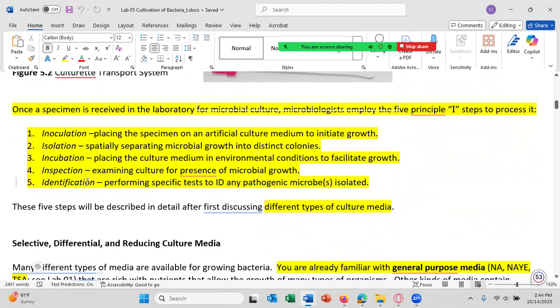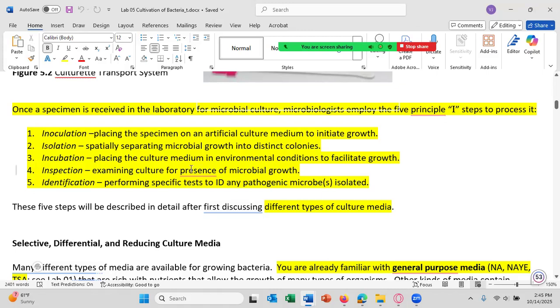Inoculation is just placing the specimen on an artificial culture medium to initiate its growth. Isolation is where we have to spatially separate microbial growth into distinct colonies. And in fact, when we study it, we'll have to make sure we have a pure culture that we obtain from passing the culture usually through 2 colony isolation events. And then 3, incubation, placing the culture medium in environmental conditions to facilitate its growth.